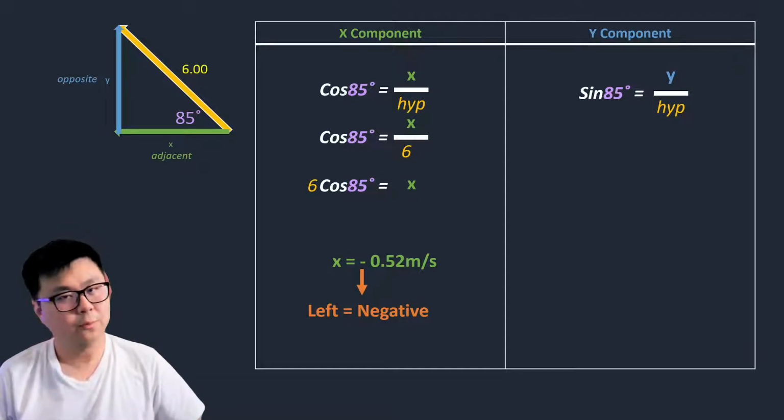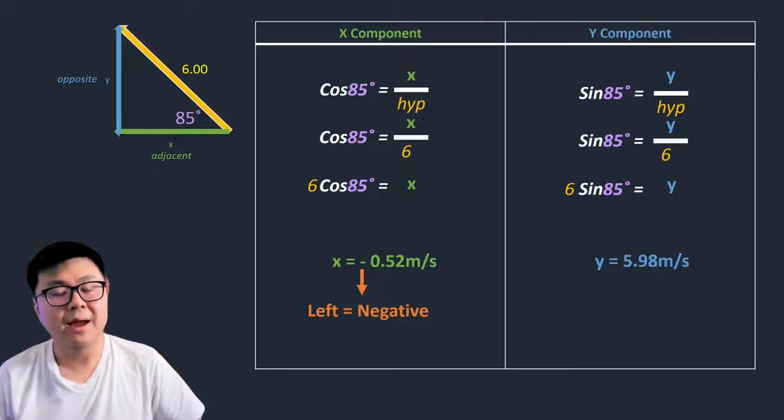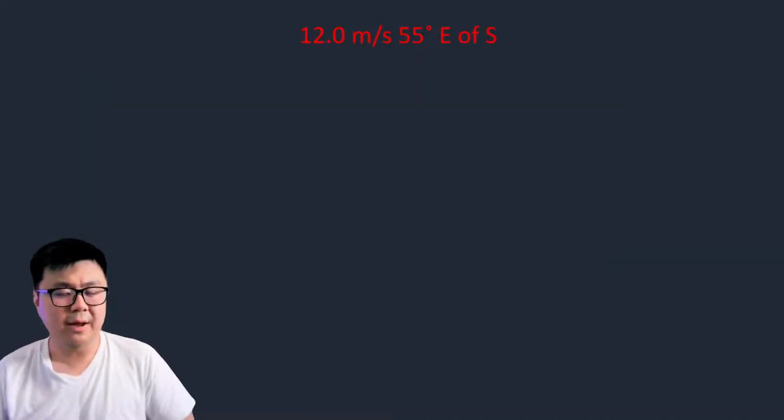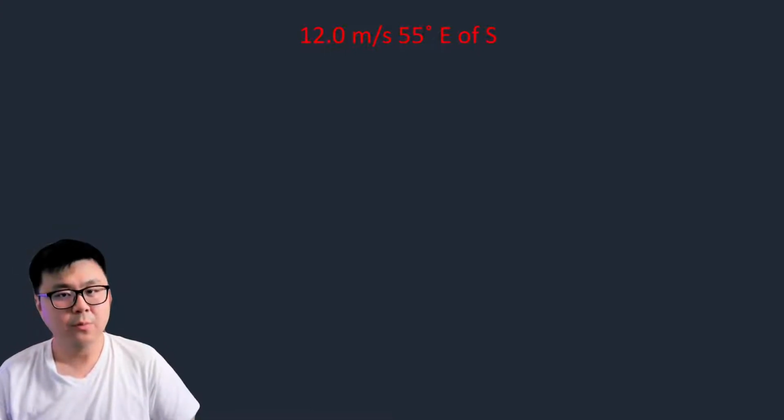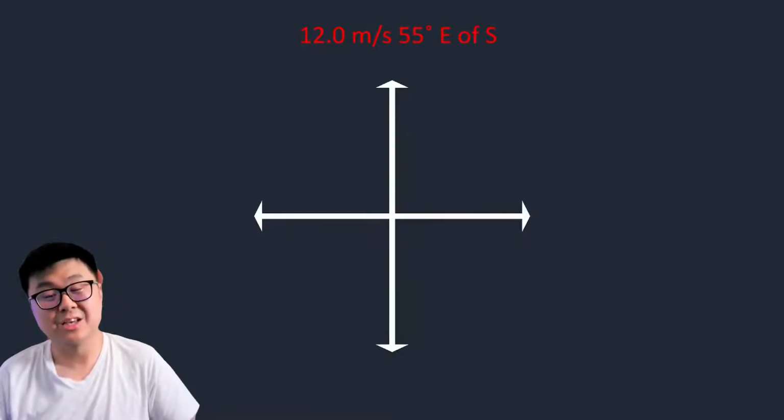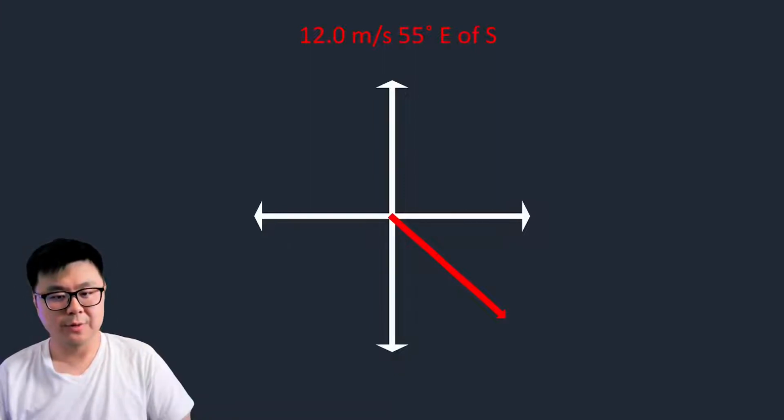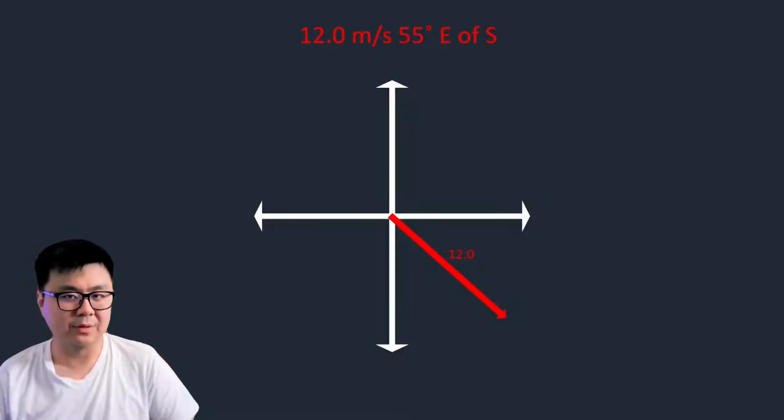For the y component, we pretty much do the exact same thing, except we use sine, and we're going to end up with our y component of 5.98 meters per second. On to the second vector now. Again, no arrow, but that's okay. We know that it's east of south, which means it has to be somewhere between east and south. So we draw the arrow this way. We know that the magnitude is 12 meters per second, so we can label the 12 right there.